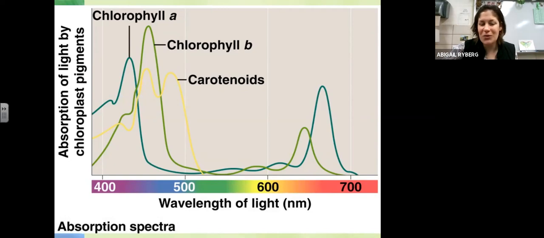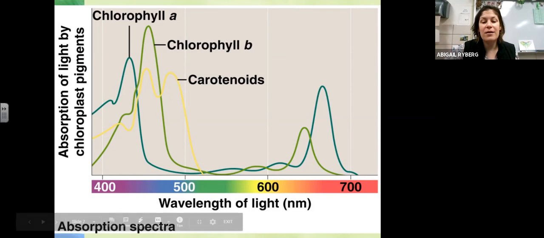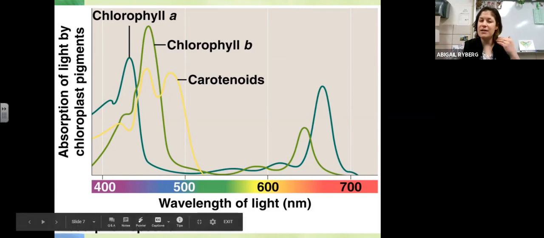So really quick, let's look at the carotenoids. This graph is just showing the wavelength, and you can see this is including all the colors of the rainbow. Every light that we see has a specific wavelength. So the y-axis here is representing the absorption of the light. So let's look at the carotenoids.